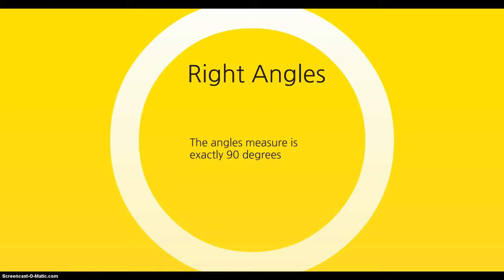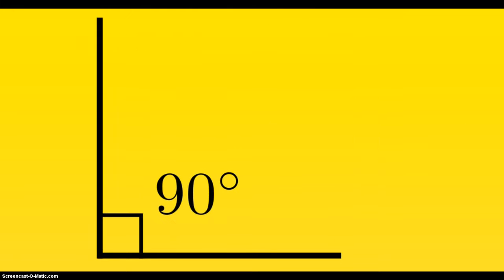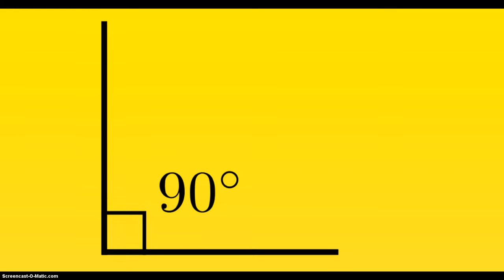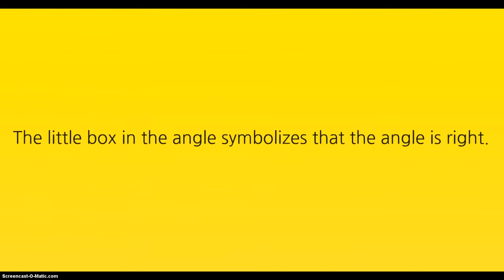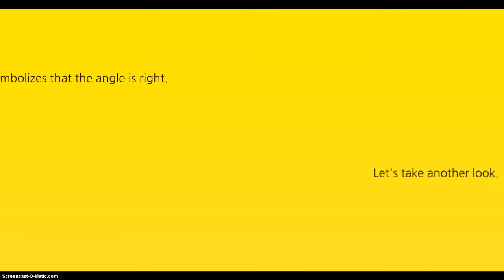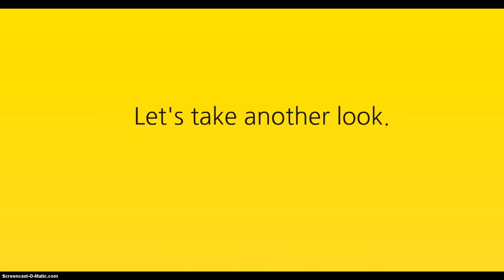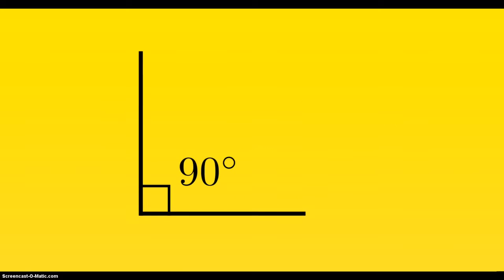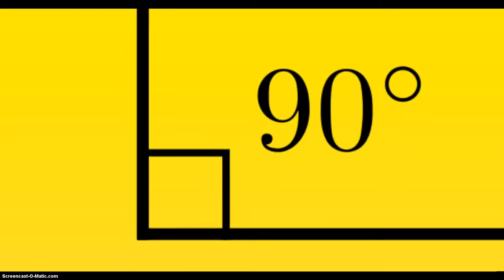Next is right angles. A right angle is an angle with a measure that is exactly 90 degrees, no more, no less. This would be an example of a right angle. The little box in the angle symbolizes that the angle is right. Let's take another look. And there you can see the little box in the corner of the picture.